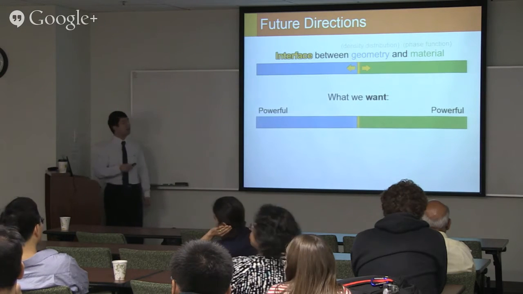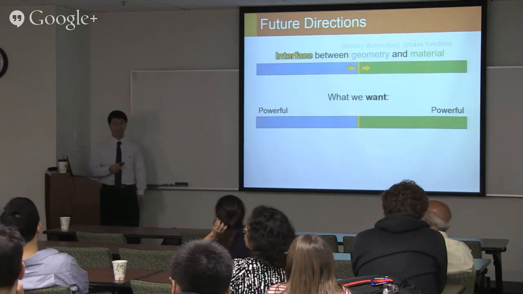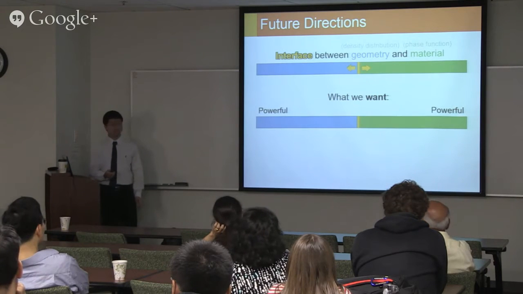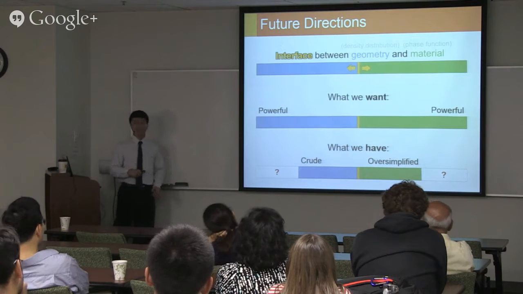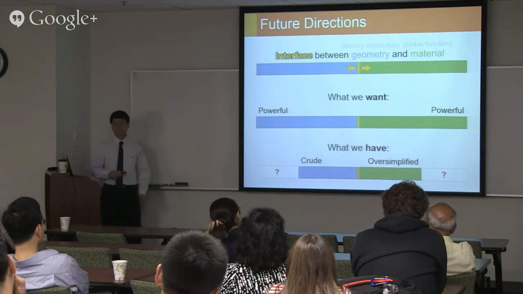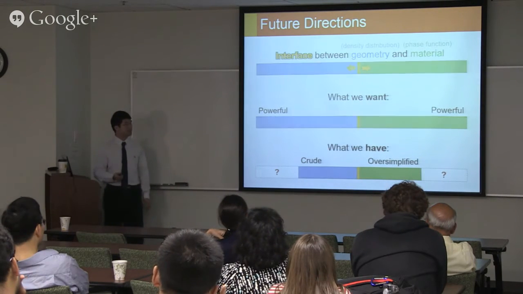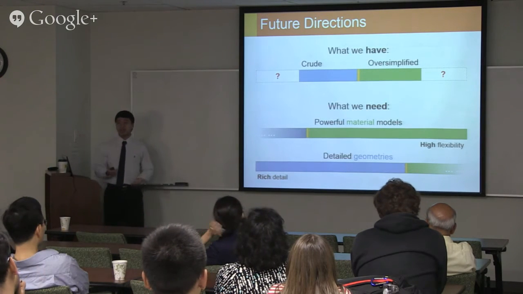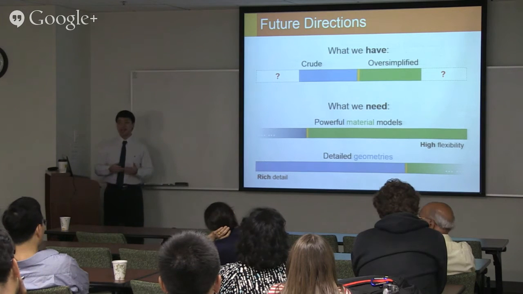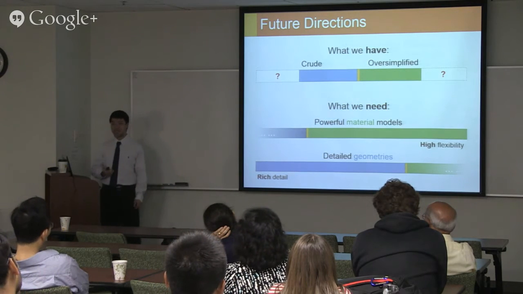Ideally, we want to combine powerful geometry and powerful material to achieve ultimate quality. But in practice, we normally only have crude geometric representations and oversimplified material models. So there remains a lot to do for deriving powerful new material models and acquiring and representing detailed geometries.